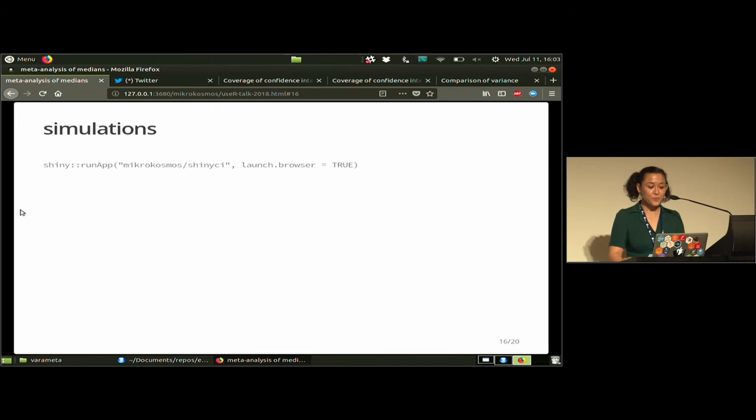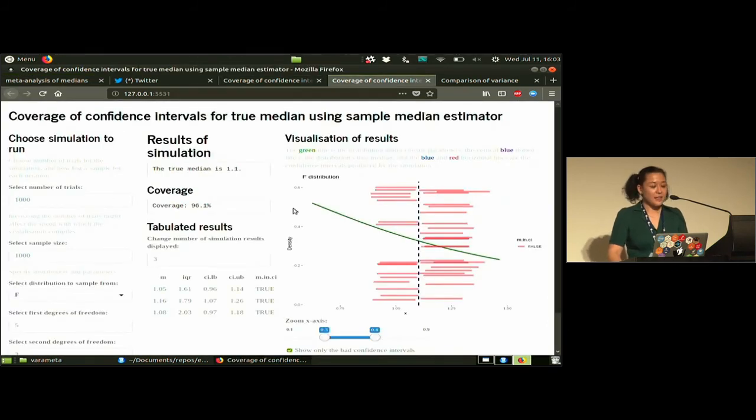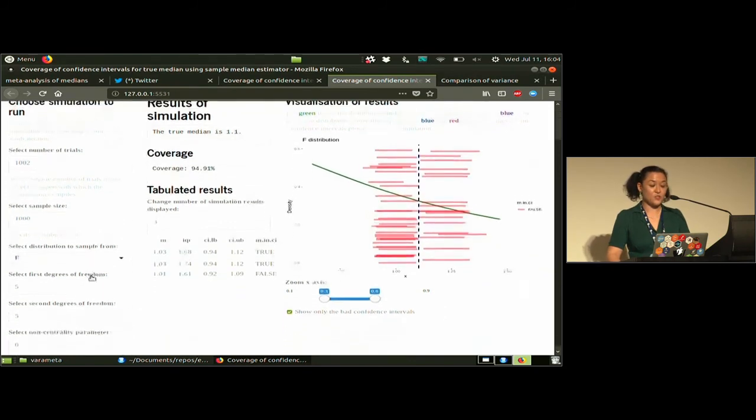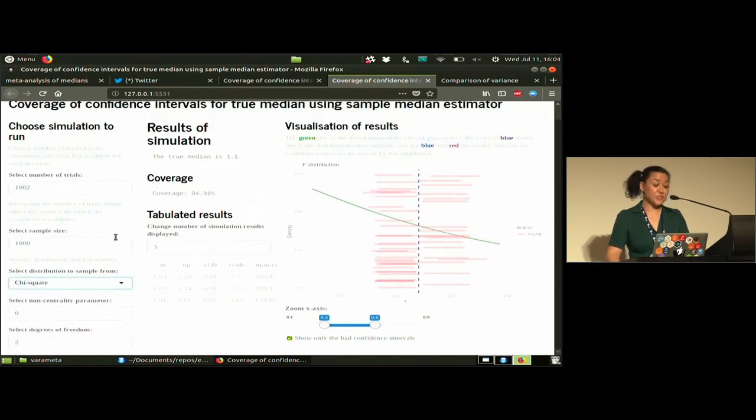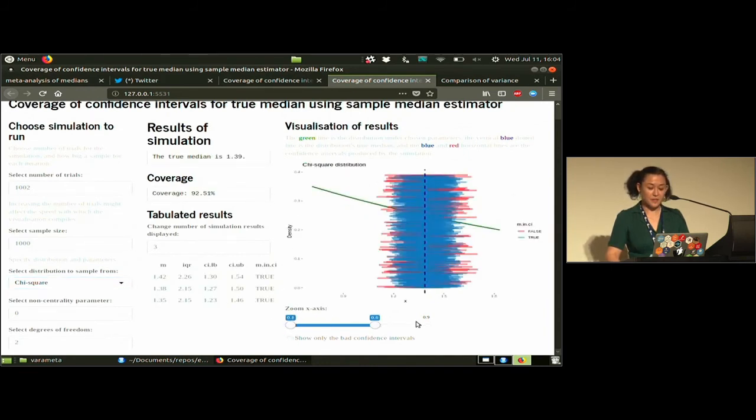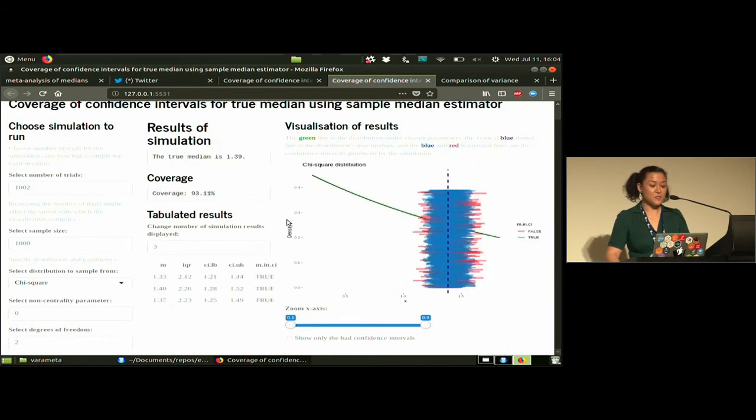So my next step was to build a Shiny app considering various different simulations. This was me learning how to write simulations, which I'm very much still learning about. So here I was interested in running several different trials and being able to play with how many trials. Every time I change the number of trials, my Shiny app runs again. And I can choose different sample sizes, different distributions, and it gives me the results of the simulation.